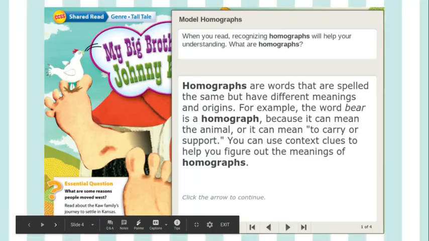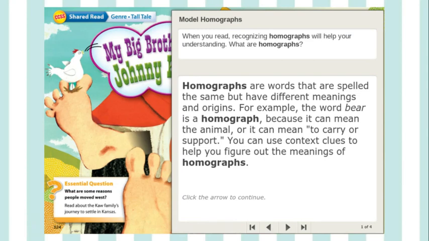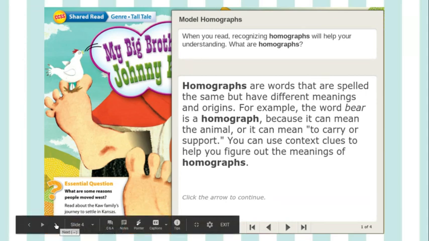Let's see how our book defines what homographs are. In our workshop book, it says homographs are words that are spelled the same but have different meanings and origins. For example, the word bear is a homograph because it can mean the animal or it can mean to carry or support. You can use context clues to help you figure out the meanings of homographs.